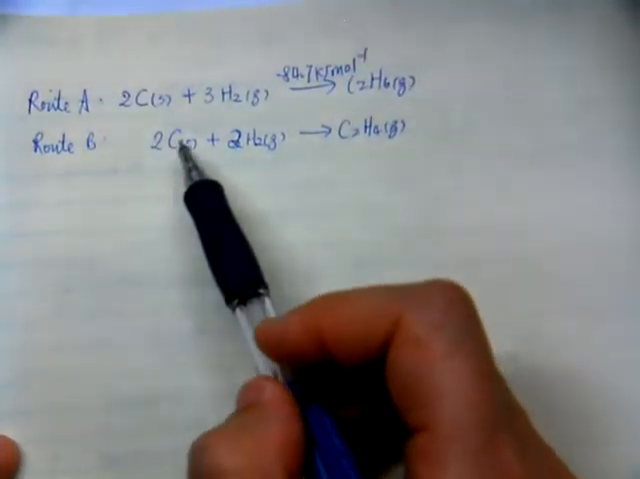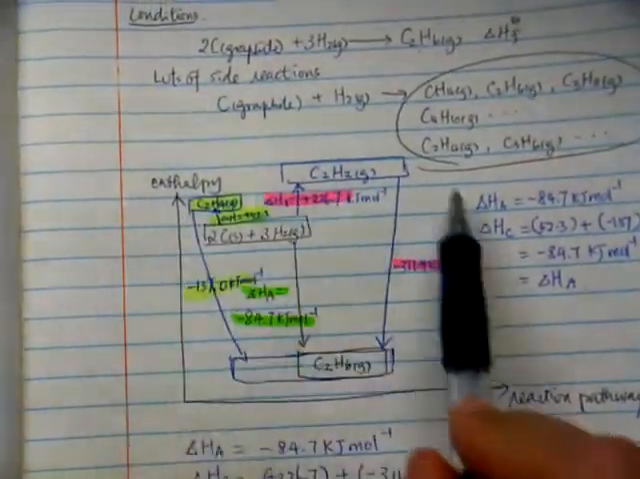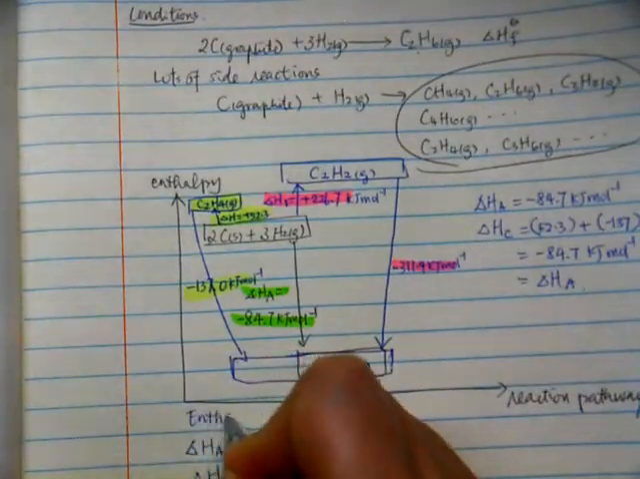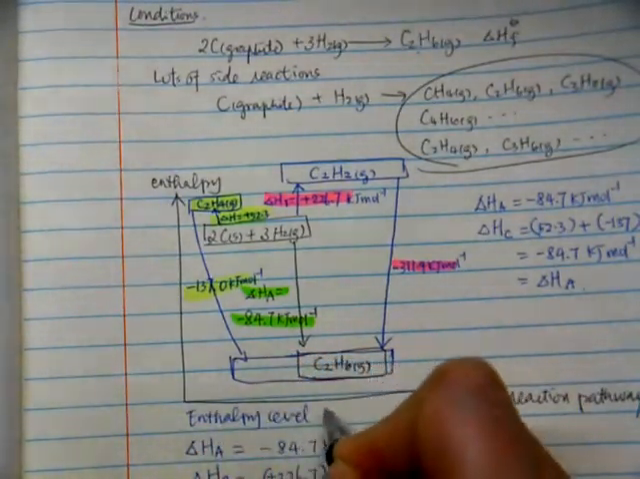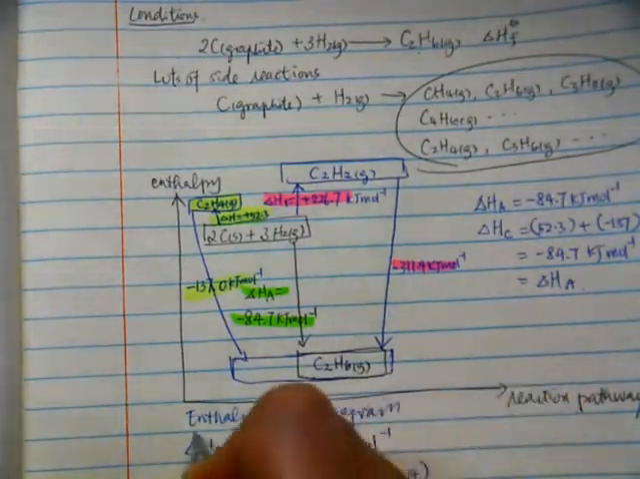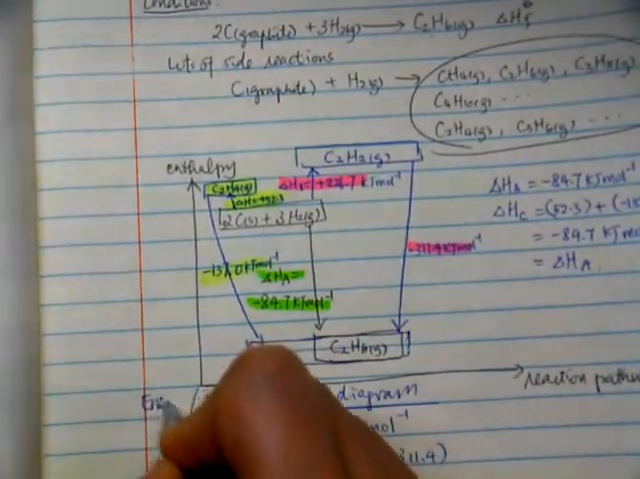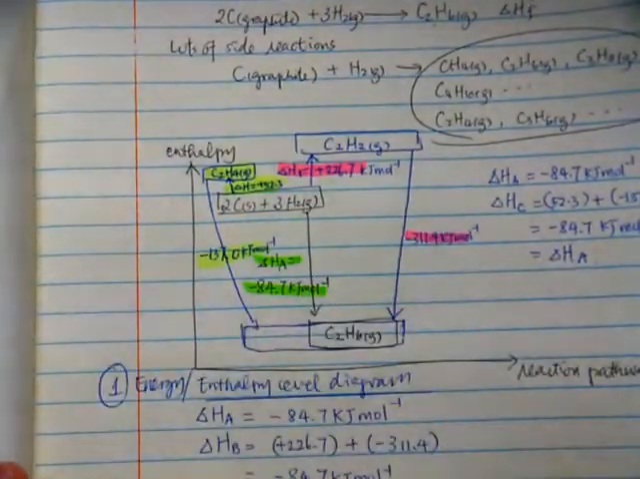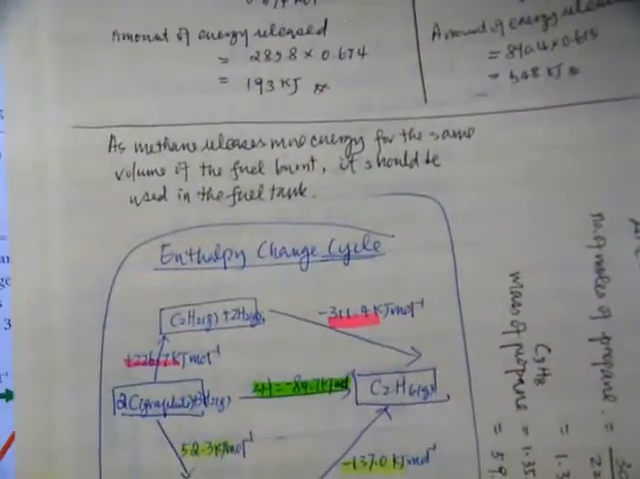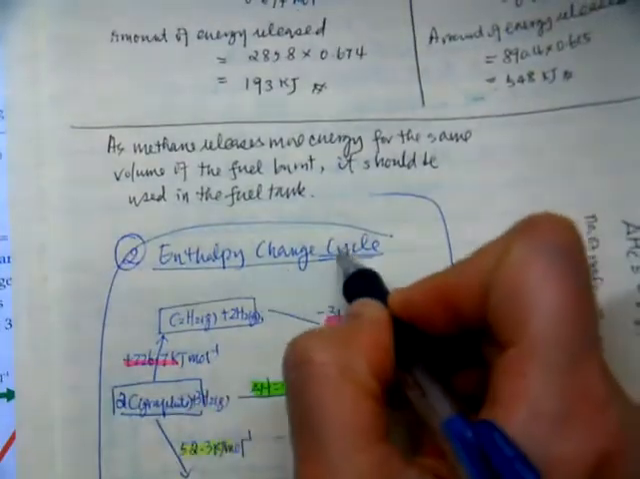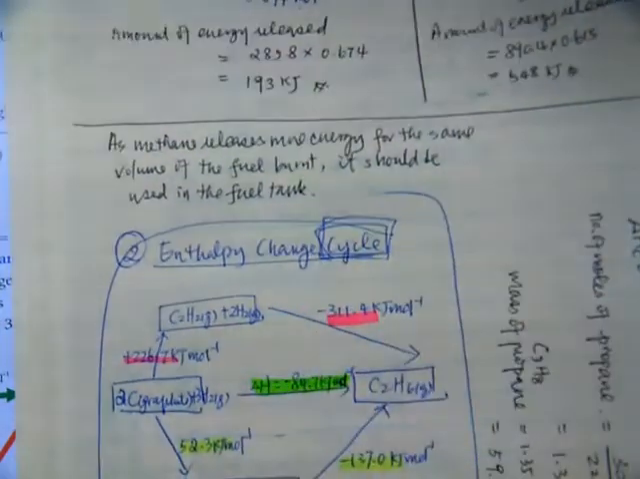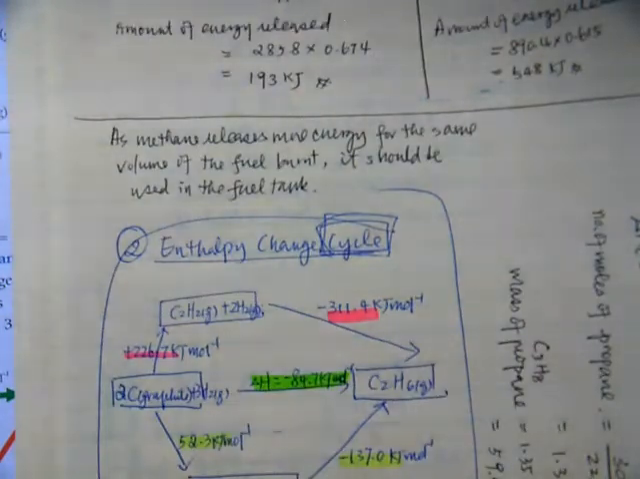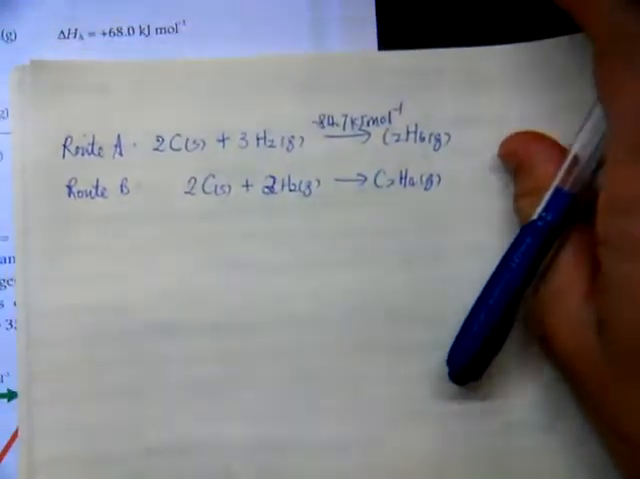Next, now these three routes can be related by using the enthalpy level diagram. Sometimes it is called the energy level diagram. That is the first way to relate these 3 reactions together. The second way is by using the enthalpy change cycle. Okay, now I would like to show you the third way to relate these three equations together.